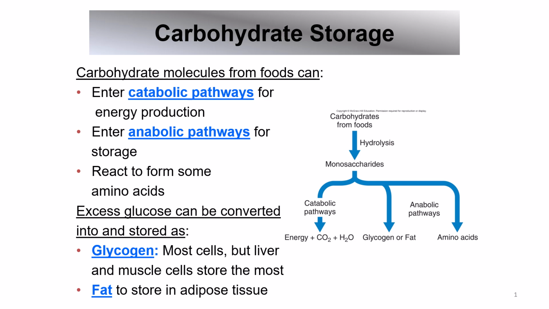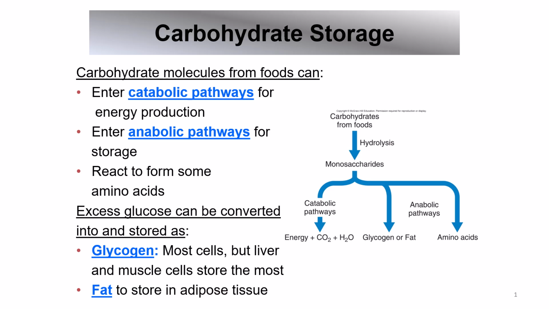Part 2 of Chapter 4 mainly deals with how proteins are made inside of our cells. First is just talking about how different food molecules can be turned into ATP. Here it says carbohydrate molecules can enter the catabolic pathway, to make energy, or anabolic pathway for storage.